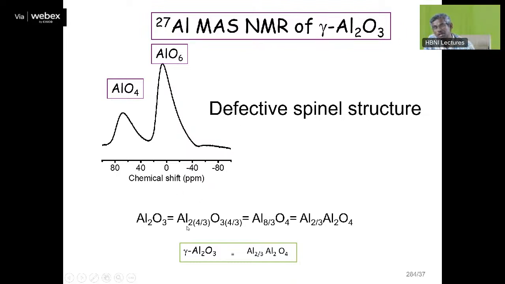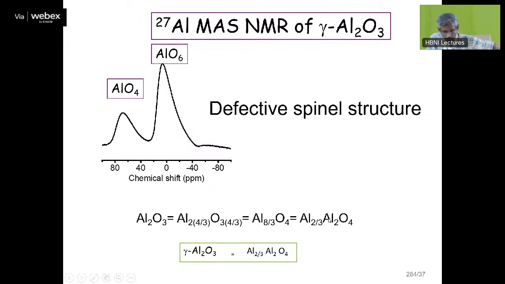See, gamma alumina can be written like this: Al 2 × 4/3 and O 3 × 4/3. Correct? Because it is 8 by 3, this is 12 by 3. So it is nothing but Al2O3 only. I have just changed the formula. I multiplied the 2 by 4 by 3 and the 3 also by 4 by 3. So nothing is going to change. Effectively you will get Al 8/3 and O4.